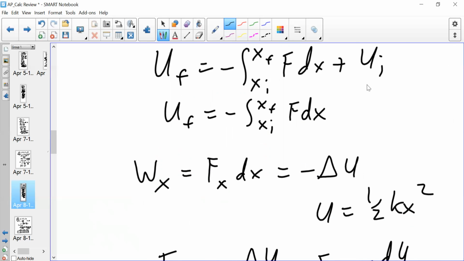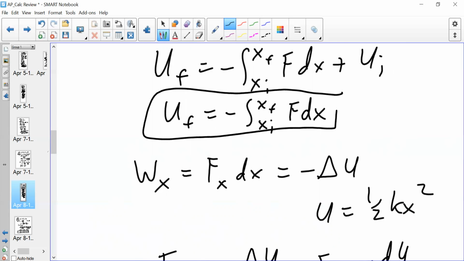So again, if we want to find a potential energy at a particular point, we can do this plus Ui. But for the most part, Ui would be 0. So we just have this function here, and we just say U final equals this. These are just different ways of saying the same thing. So we understand that the work in the x direction is negative change of potential energy, and this is our work function.